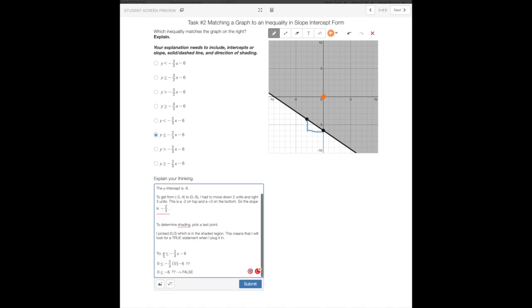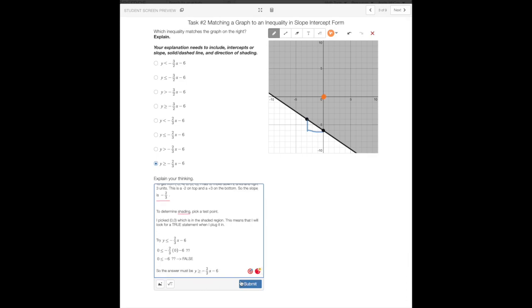Okay, so when I plug in 0 for y and 0 for x, do I get a true statement? Is 0 less than or equal to -6? No, it's false. So it has to be this last one. Because remember, I was looking for a true statement because it's in the shaded region. But since I got false, it has to be that one. In fact, if you were to plug it into that one, is 0 greater than or equal to -6? Yes.